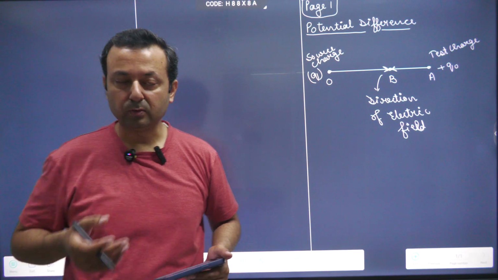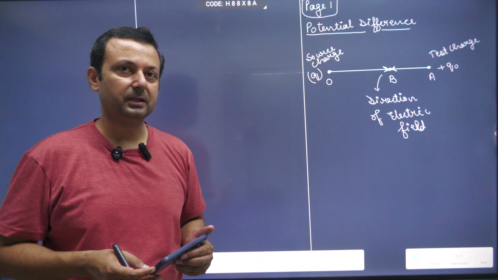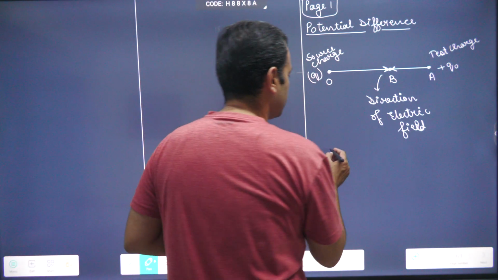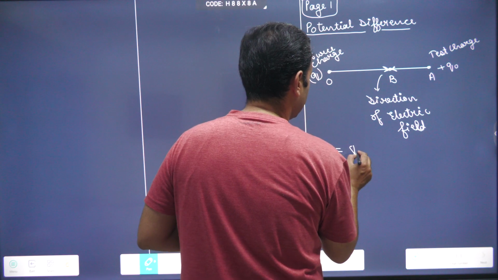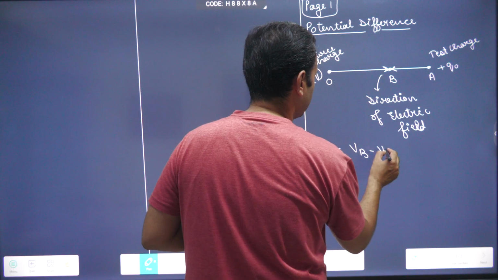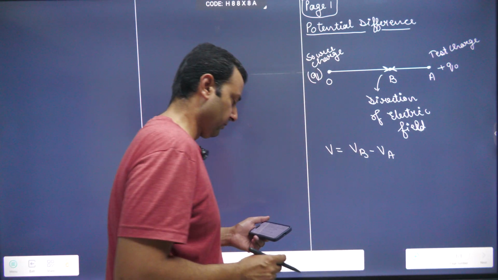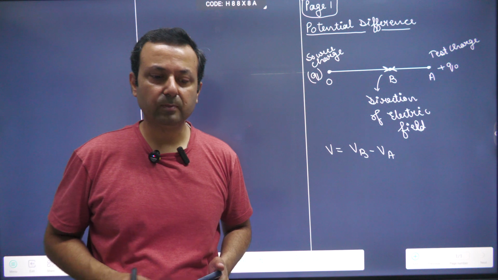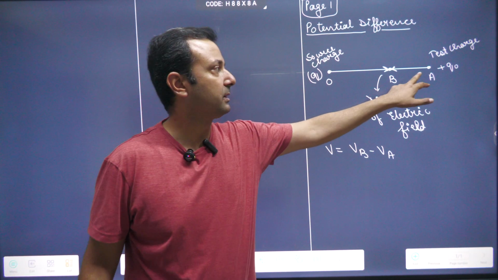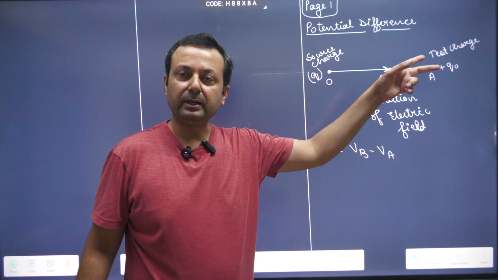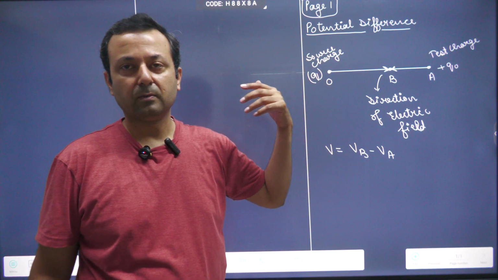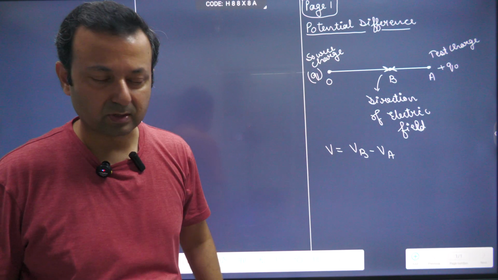So V is equal to, we represent potential difference by the term V. V is equal to VB minus VA. VB minus VA means the electric potential at point B and the electric potential at point A. If I take the difference of both the electric potentials, then it will come out to be the potential difference. This is called potential difference.